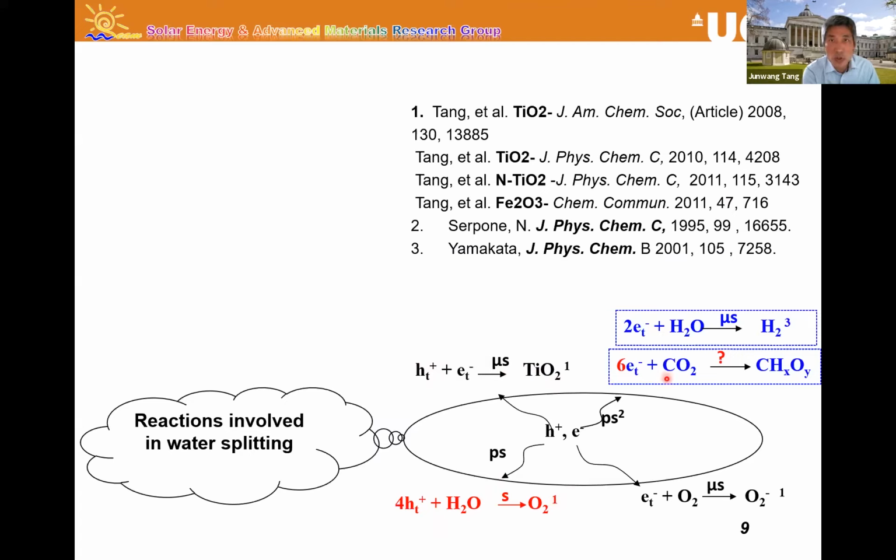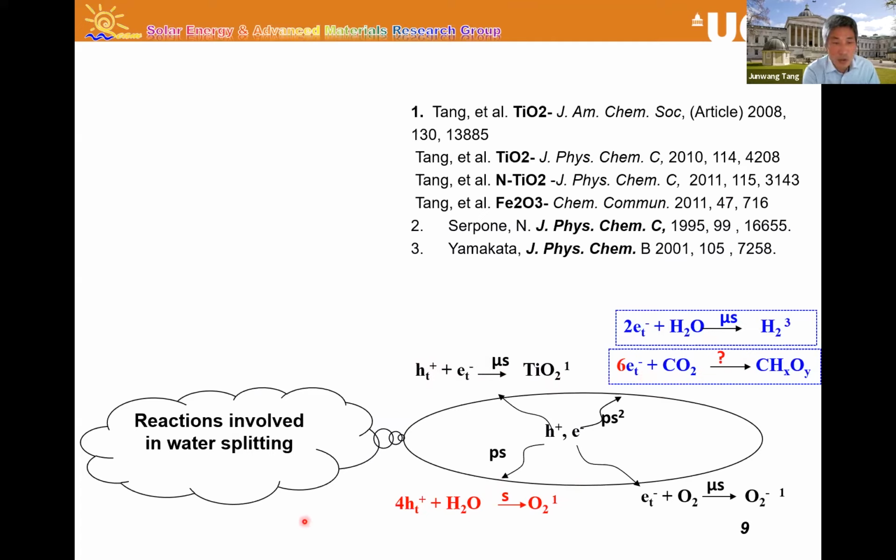We do not yet know the time scale for CO2 reduction. Now, if we take this one example, this is a 2-electron process. This is a 6-electron process. Very likely it's slower than the 2-electron one. And this one, why is it very slow?